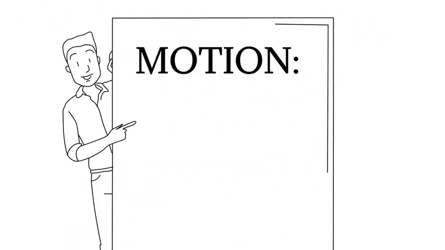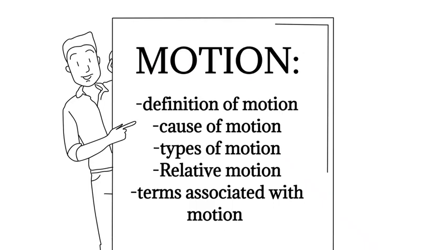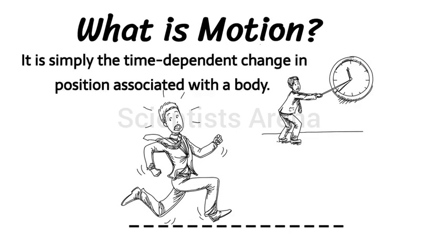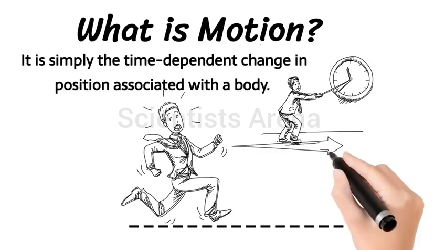In this video, we'll be talking about motion, its cause, types, relative motion as well as terms associated with motion. Motion is simply the time-dependent change in position associated with a body. It involves the change of position of a body with time.